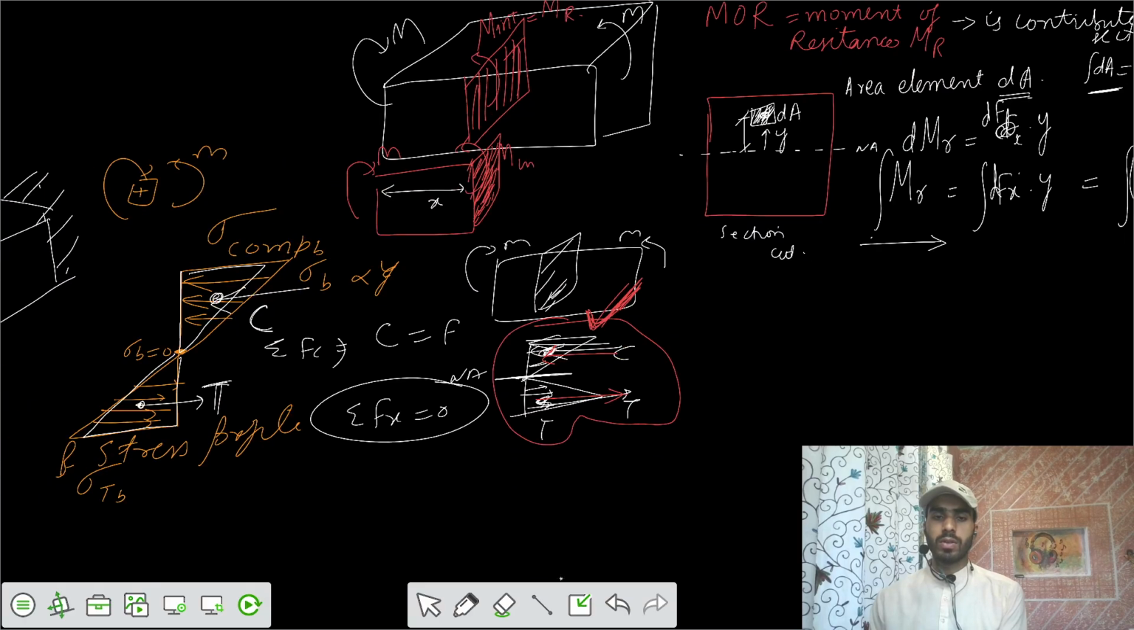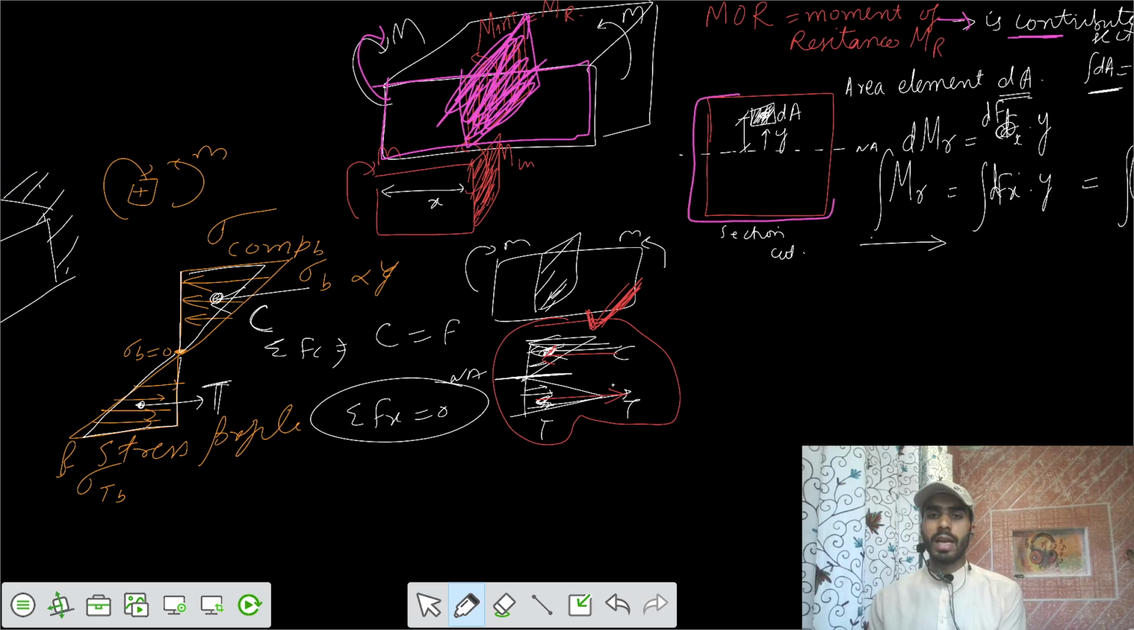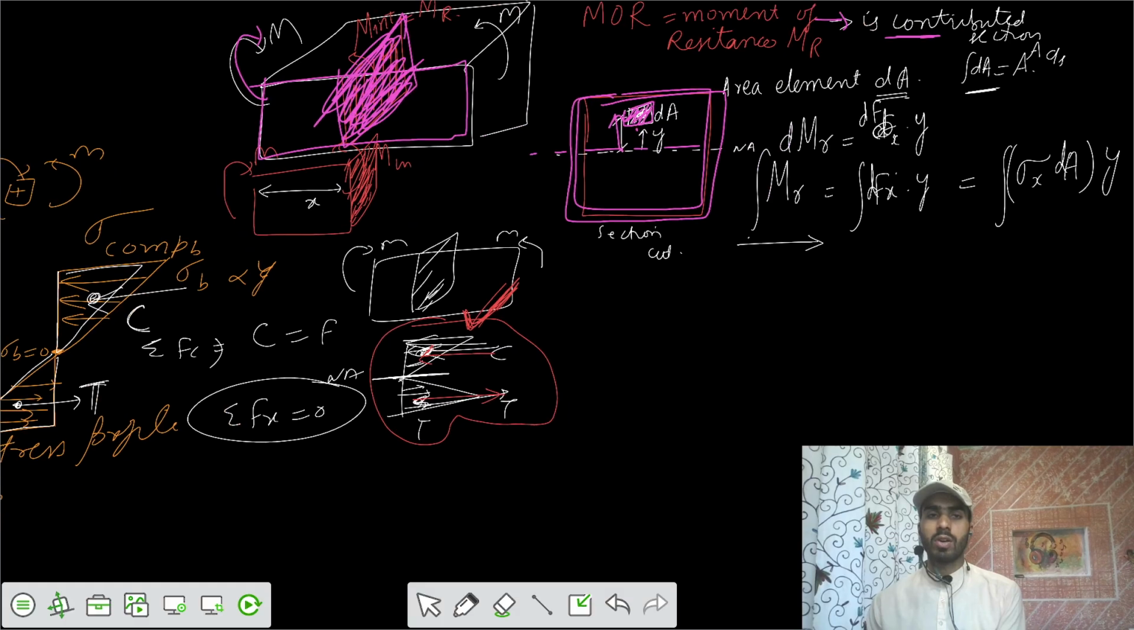So to revise this, you are applying a bending moment of M. Now to balance this moment at any section, there should be some internal moment that has developed, which we call the moment of resistance. That moment of resistance is contributed by that section, which has some total area A. So if you go from the neutral axis to a point at a distance y, you take a differential element of area dA, and ask how much moment it is contributing out of that total moment of resistance.